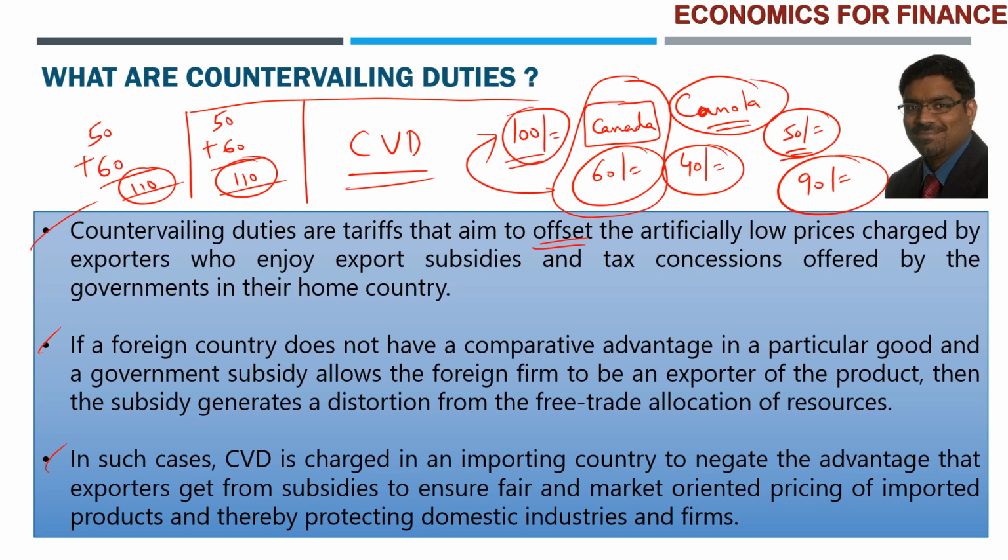In such cases, CVD, countervailing duty, is charged by an importing country to negate the advantage that exporters get from the subsidies, to ensure fair and market-oriented pricing of imported products and thereby protect the domestic industries and firms. Ultimately, the objective is this only, protecting the domestic industries and firms. If we never had CVD, canola oil would be sold in India at 50. Our sunflower oil people and all others would sell at 90. Slowly this will go. Our people will become jobless, industries will shut down.